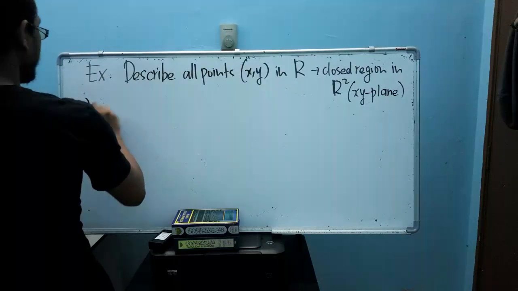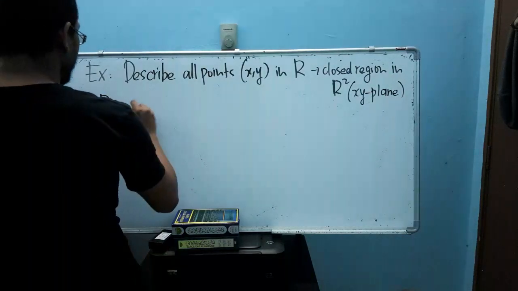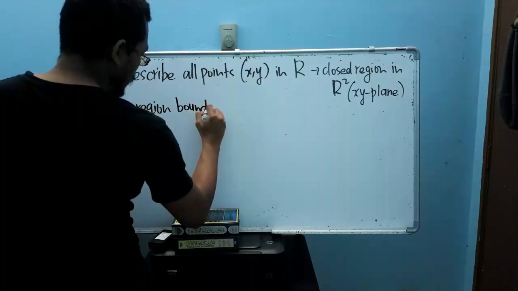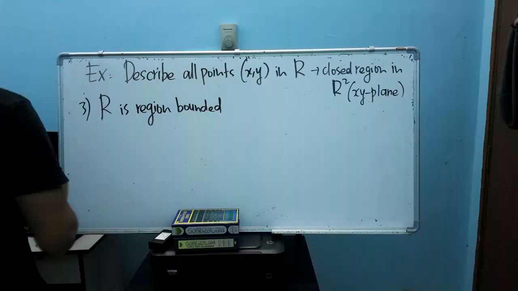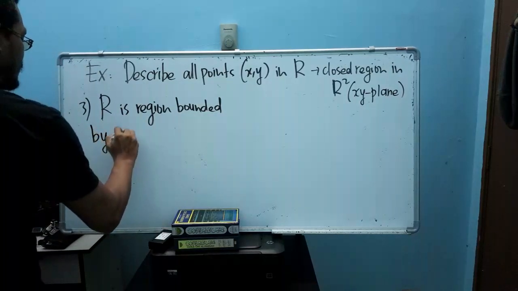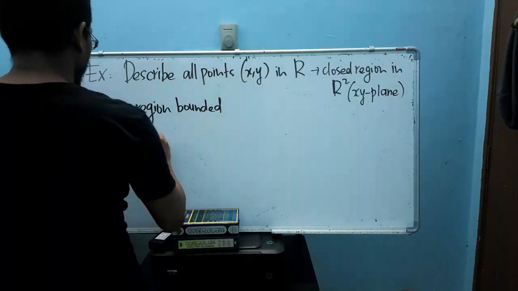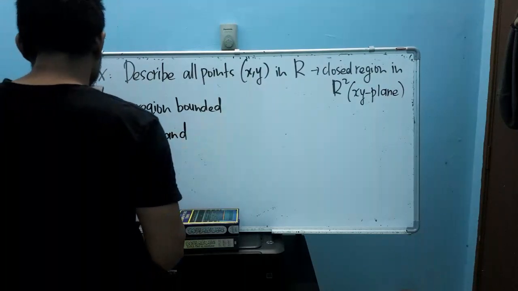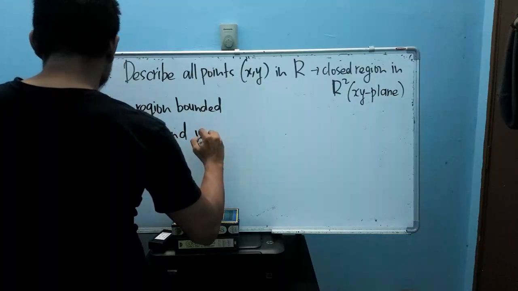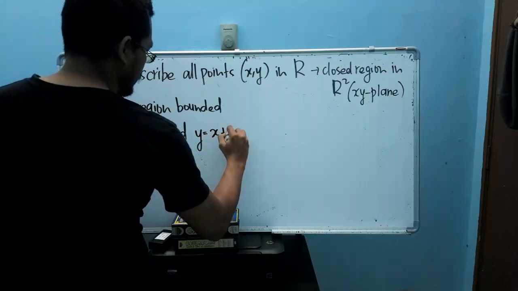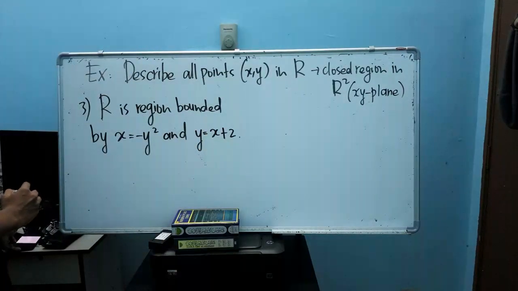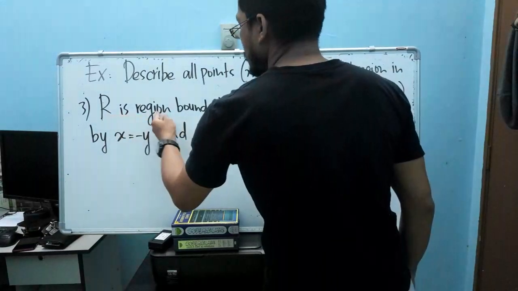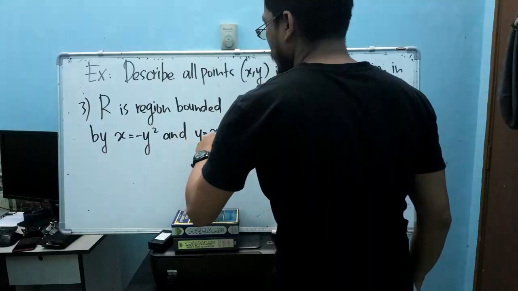Okay, so the third example. Let me write my R here. It's a region bounded by x equals minus y squared and y equals x plus 2. Okay, third example, we want to describe all points in R, where R is a region bounded by x equals minus y squared and y equals x plus 2.